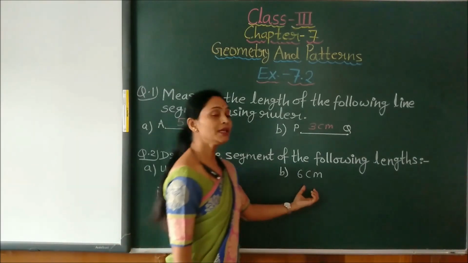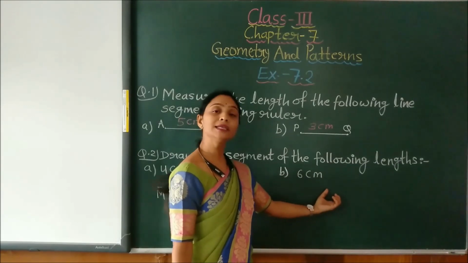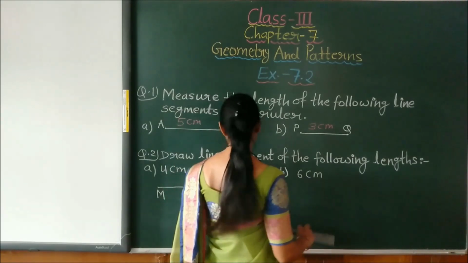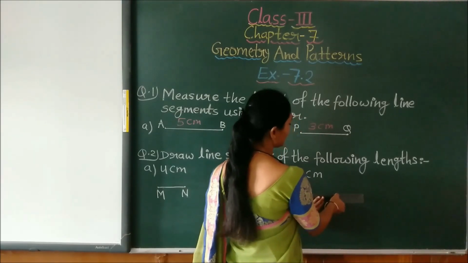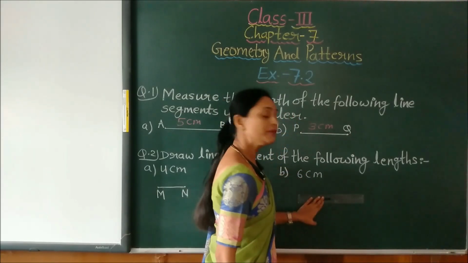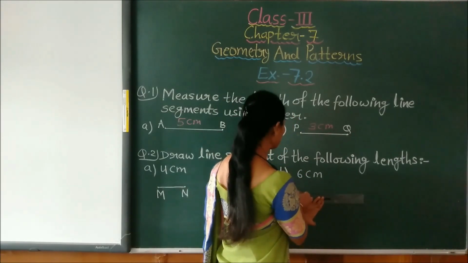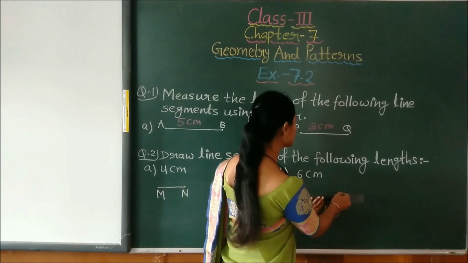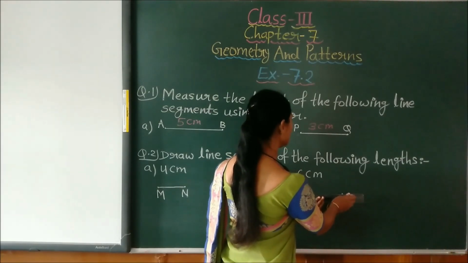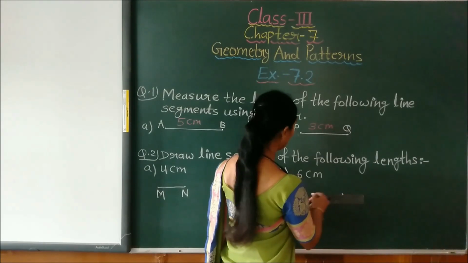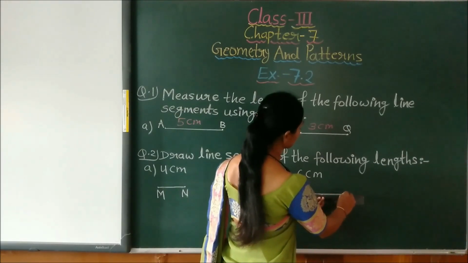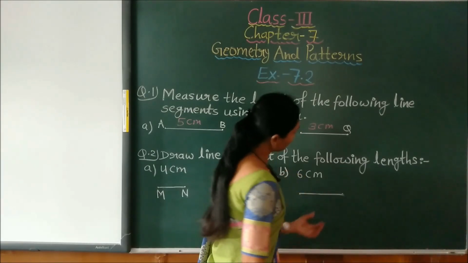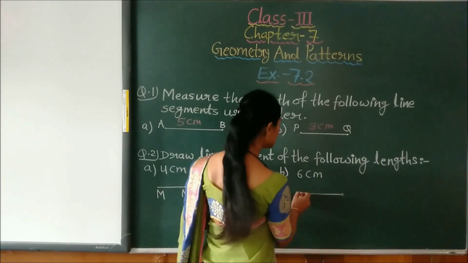Yes. Now we will draw this one also, 6 centimeter. Same way, what to do? We have to place this ruler like this, and one dot we have to put in front of 0 and the second dot in front of 6. Yes. So like this we have to put 2 dots and then join both the dots. Yes. So this way we got the line segment here.